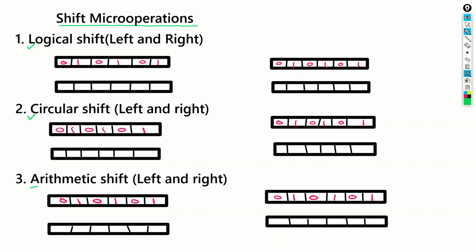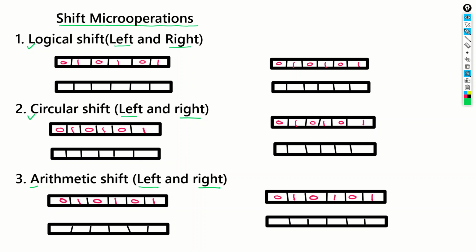In logical shift, we can have either left shift or right shift. Similarly, in circular shift, we can have either left shift or right shift. In arithmetic shift, we can also have left shift as well as right shift.